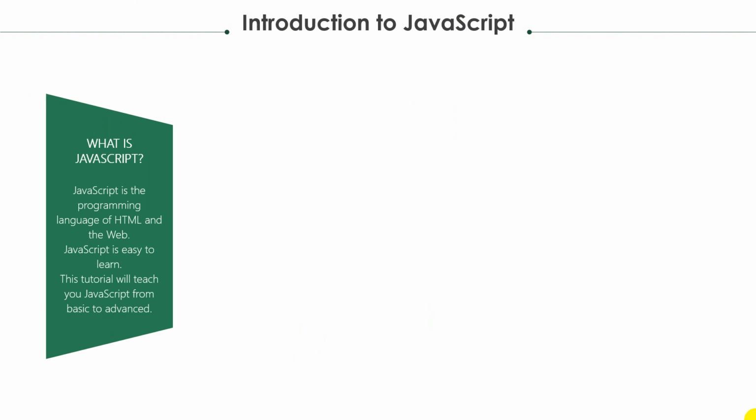What is JavaScript? JavaScript is the programming language of HTML and the web. Means for making a website we need JavaScript for a little bit of programming. JavaScript is easy to learn. This tutorial will teach you JavaScript from basic to advanced.